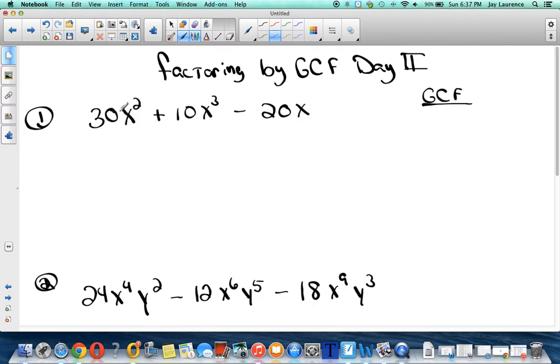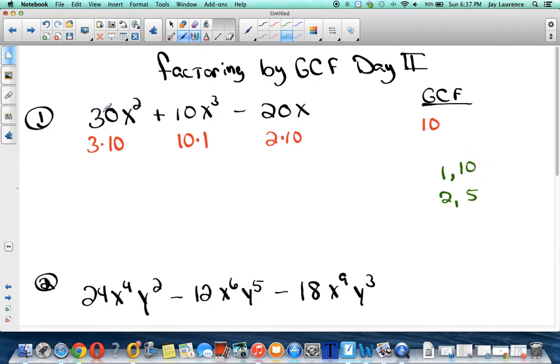So let's see here. I've got 30, 10, and 20. I could think about 30 as 3 times 10, and 10 as 10 times 1, and 20 as 2 times 10, making the numeric part of my GCF 10. Now remember, if you're not sure, that should have been kind of an obvious one, but you can take the smallest number 10, list its factors 1 and 10, and 2 and 5, and then you check the other coefficients, the 30 and the 20, and see if 10 is a factor of them.